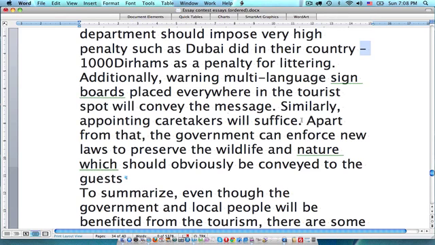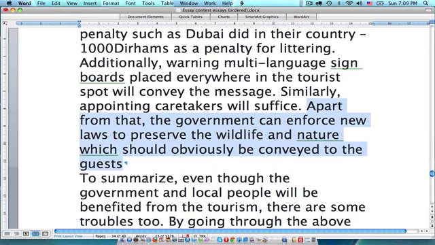So here we have the final part of this paragraph: apart from that, the government can enforce new laws to preserve the wildlife and nature, which should obviously be conveyed to the guests. So this has no real sense of a connection back to a thesis or anything like that. And on top of that, it's missing a full stop. So, okay, please, the first thing for you to do is to go and study essay structure. That's the absolute first thing. Then we need to work on improving your grammar.